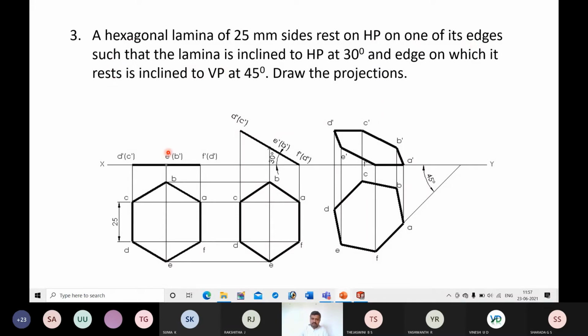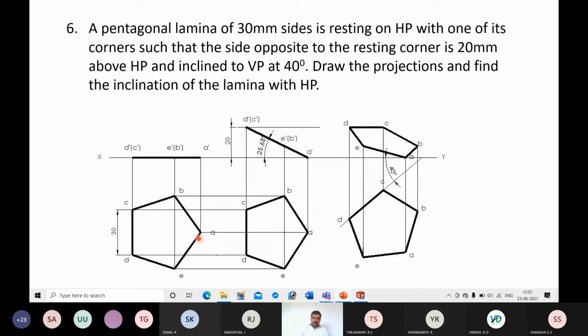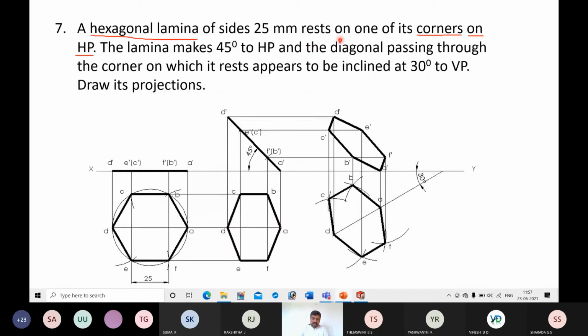So you are taking edge towards right. That means two edges will be perpendicular to XY line. In this problem, it is resting on corner. So you are taking corner towards right. That means two sides should become parallel to XY. Then only you are able to draw one of the dimensions in its true length. Otherwise you cannot.